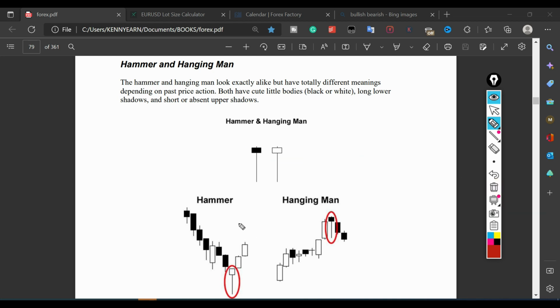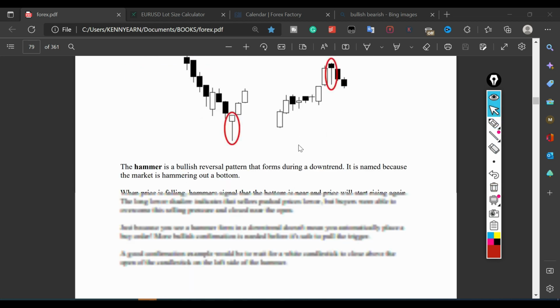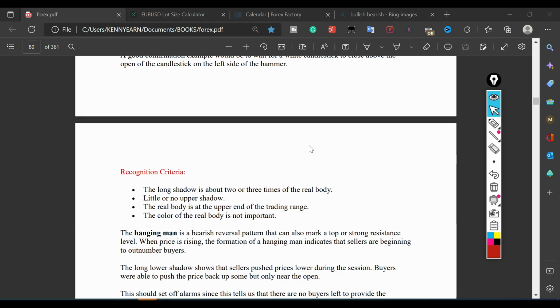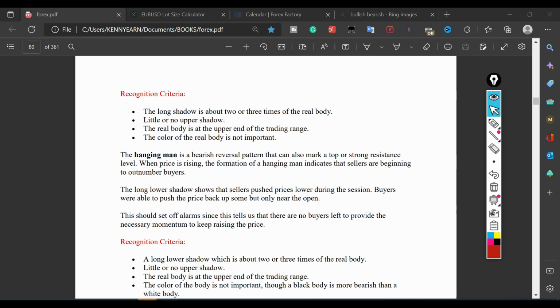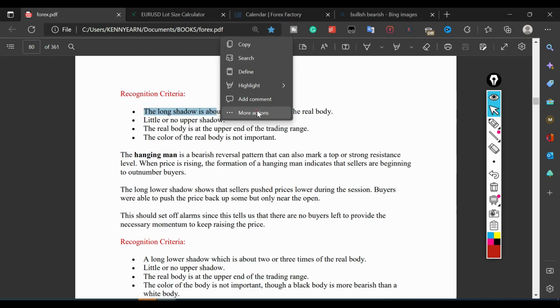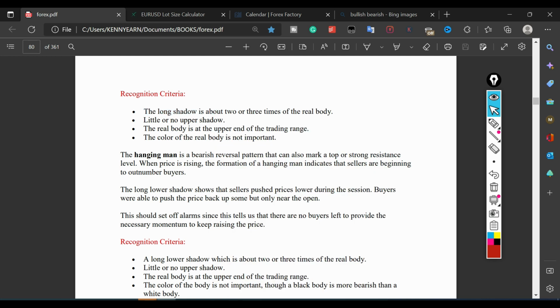They're basically for reversal. They help the market to either reverse at a high or at a low, especially when they're at a level, where they act as reversal candlesticks. Sometimes too they continue the market. This is how to recognize it: a long shadow that is, most of the time, 2 or 3 times the real body, like I said, and little or no upper shadow.